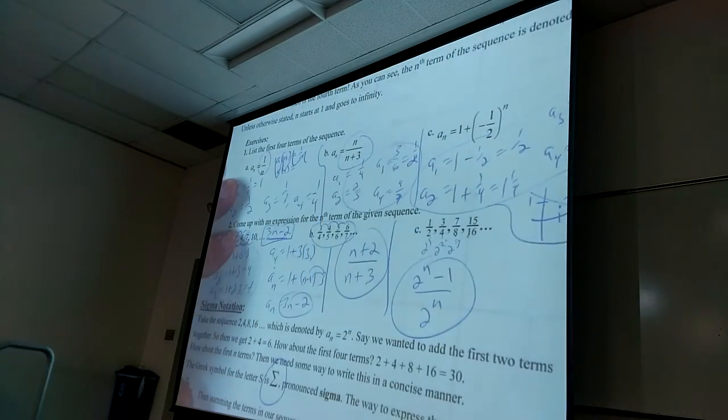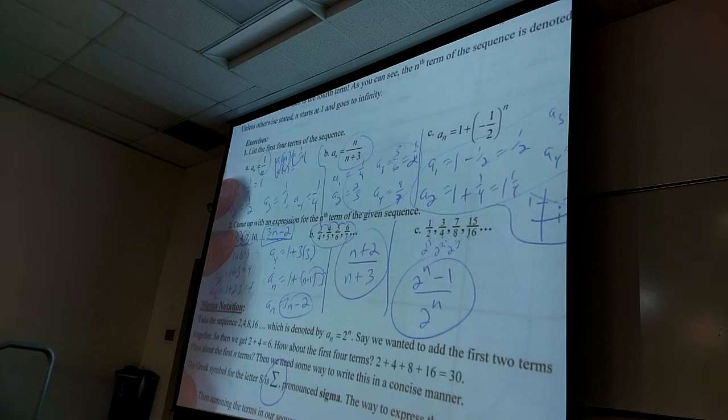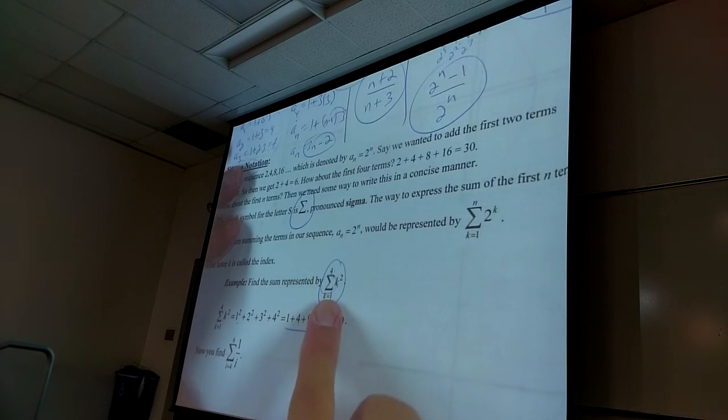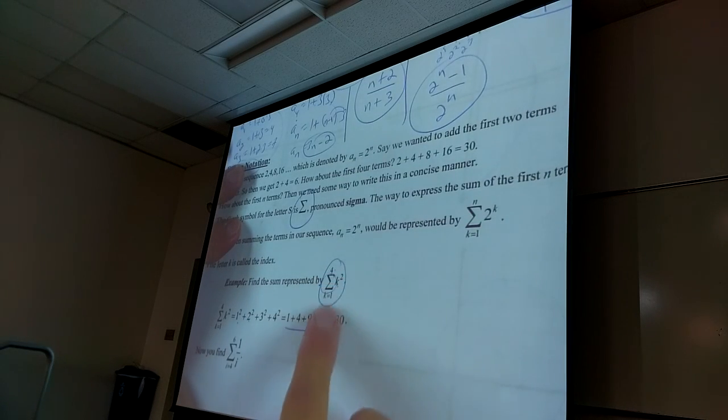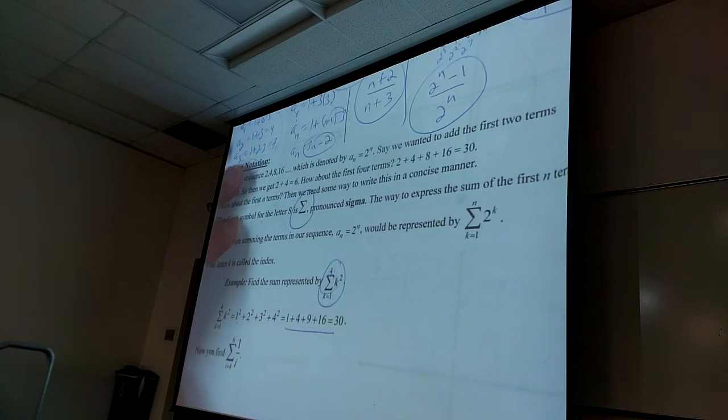This is specific terms in a sequence. They would be separated by commas. This means add up the first whatever, or this through this term. Add those up.